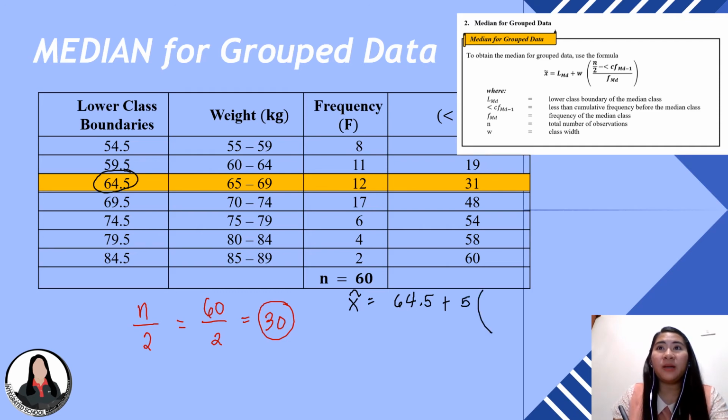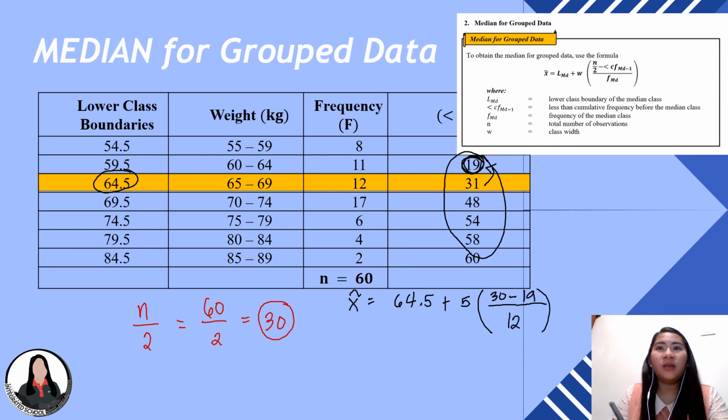And then multiplied by the value of N over 2, we have 30 minus the less than cumulative frequency before the median class. Okay, so ito yung less than CF natin. And then since ito ang median class, before daw nito. So simply, ito yon, 19. Okay? And then all over F sub MD, which is the frequency of the median class. Okay, so that's 12.